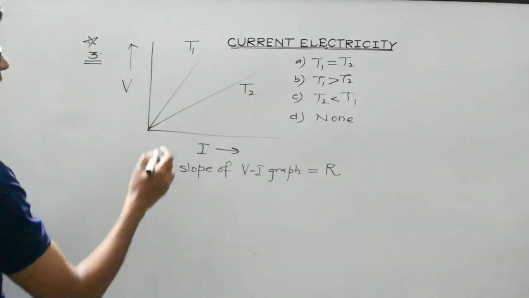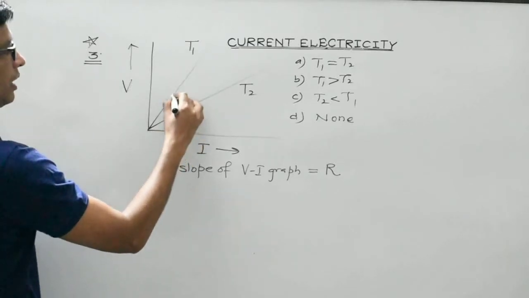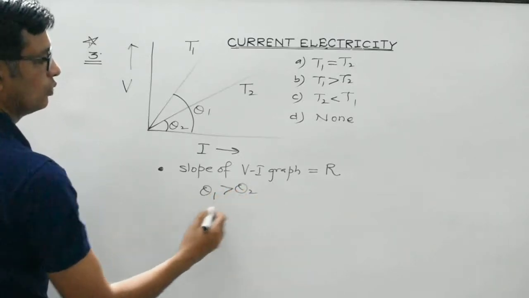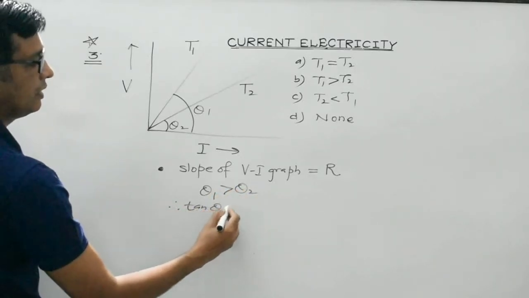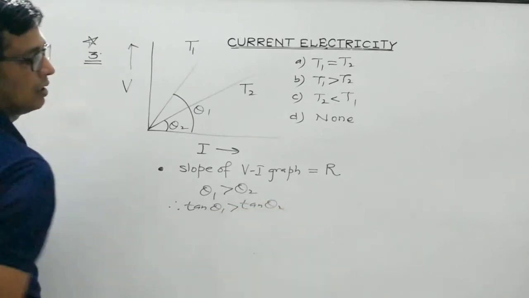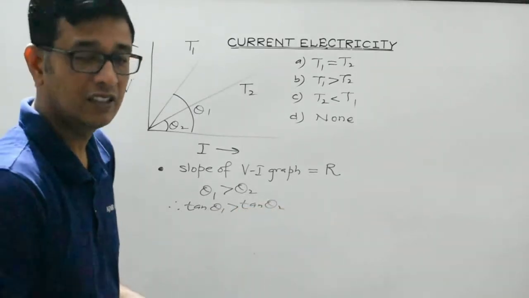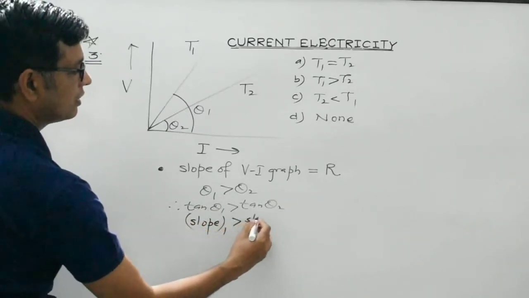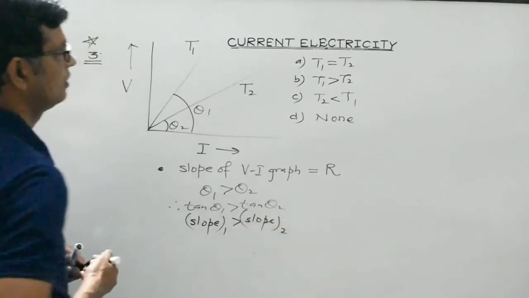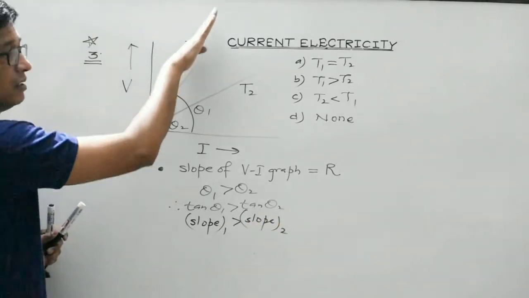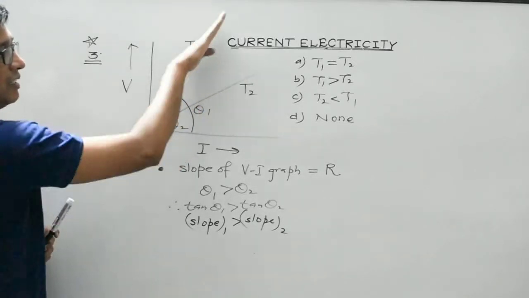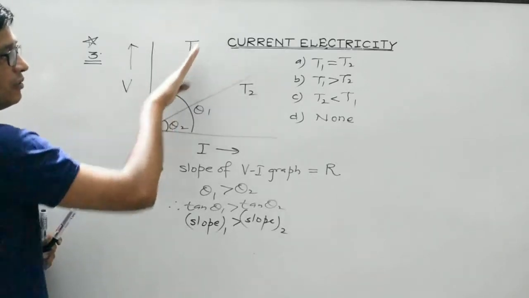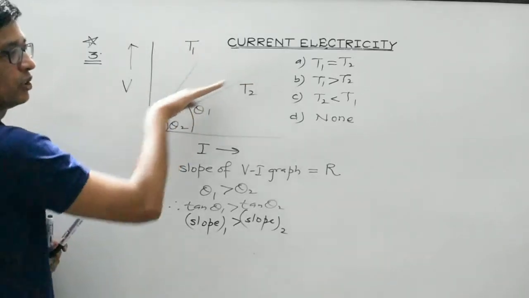Clear, students? Suppose this is theta 2 and let us consider this to be theta 1. It is pretty clear that theta 1 is greater than theta 2. Therefore, tan theta 1 is greater than tan theta 2. And slope, as you are aware, is equal to tan theta, isn't it? So the slope of the first is greater than the slope of the second. This one is more slanting and this is quite flat, isn't it? So the first graph will have more slope as compared to this one.